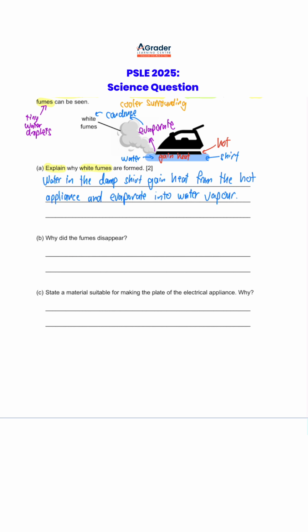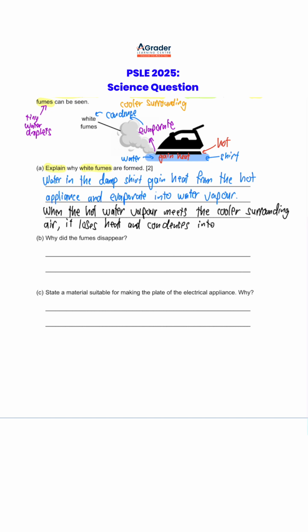So for the next part, you've got to say when the hot water vapor meets the cooler surrounding air, it loses heat and condenses into tiny water droplets. You can elaborate a bit more, forming white fumes.